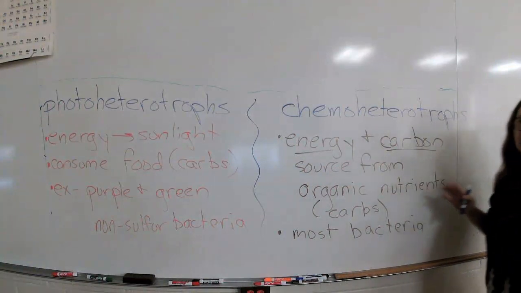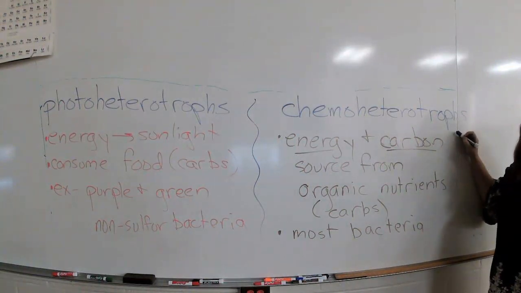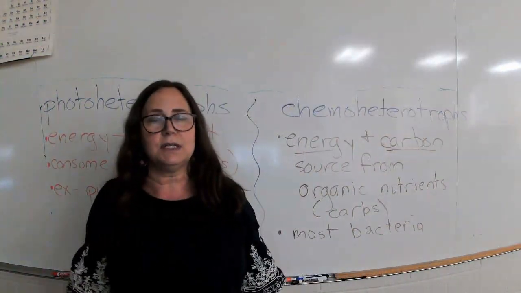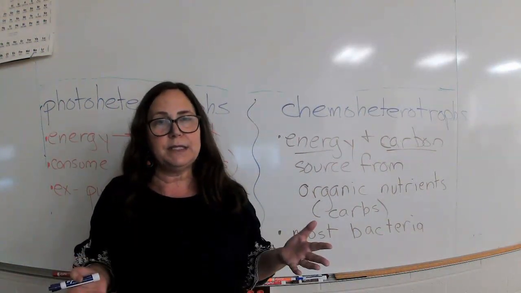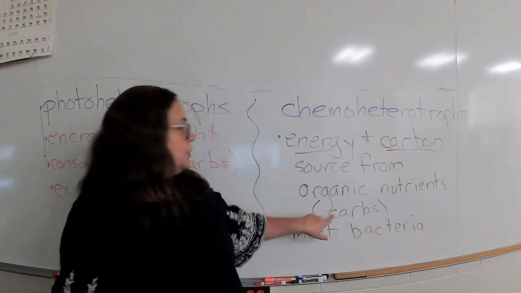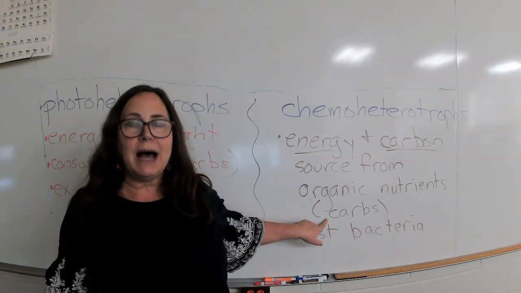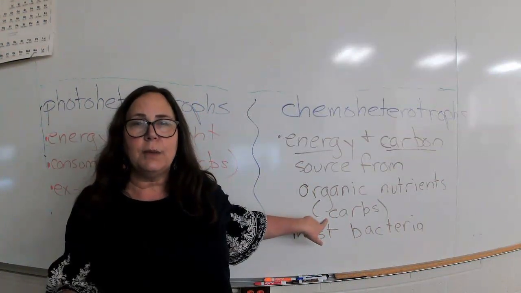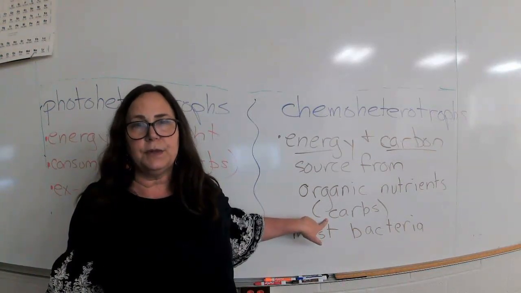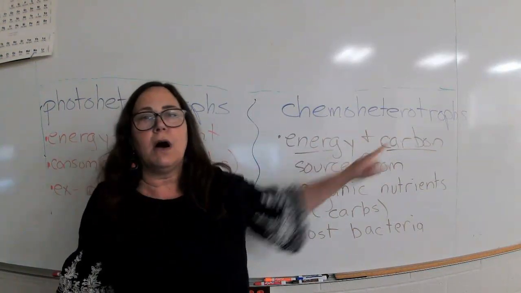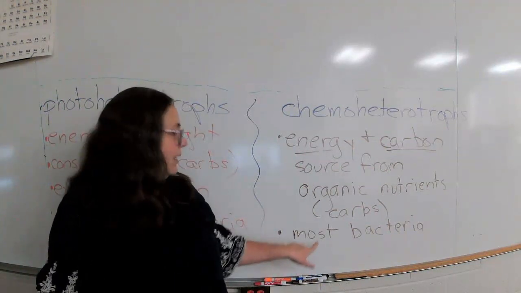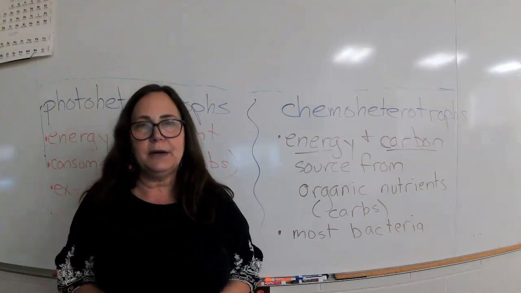Then we have chemoheterotrophs, which get their energy and their carbon source both the same way we do. They consume organic nutrients or food. Usually that takes the form of carbohydrates. So they break down carbohydrates for energy, and carbohydrates are also their food. So their energy and their carbon source comes from the food that they eat. And most bacteria are chemoheterotrophs.